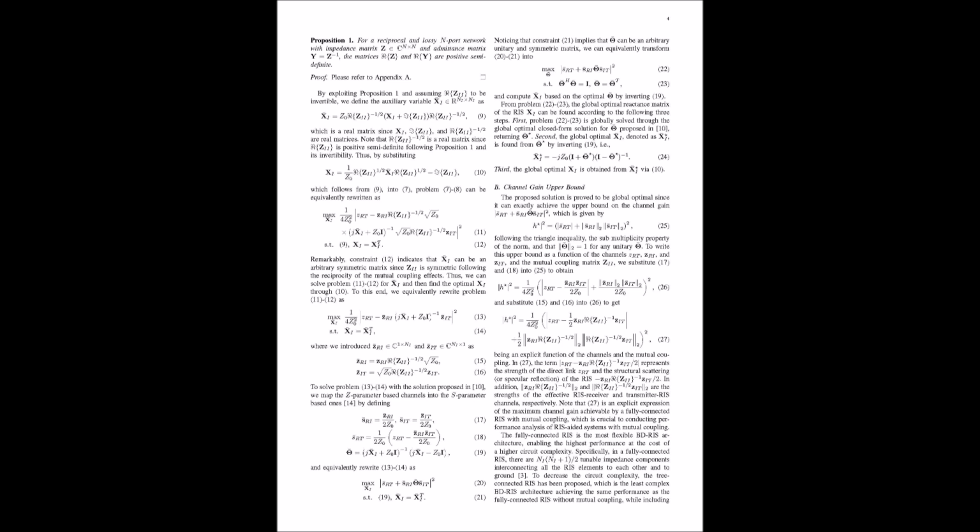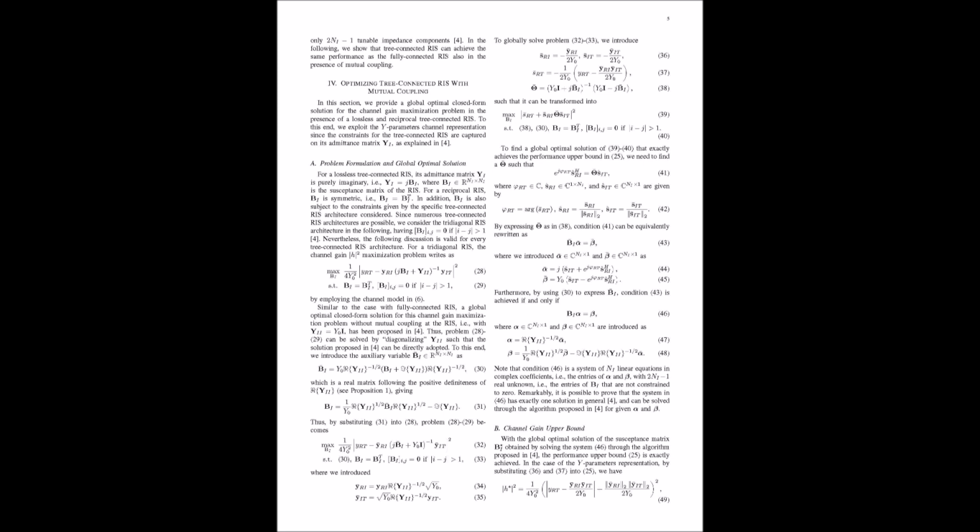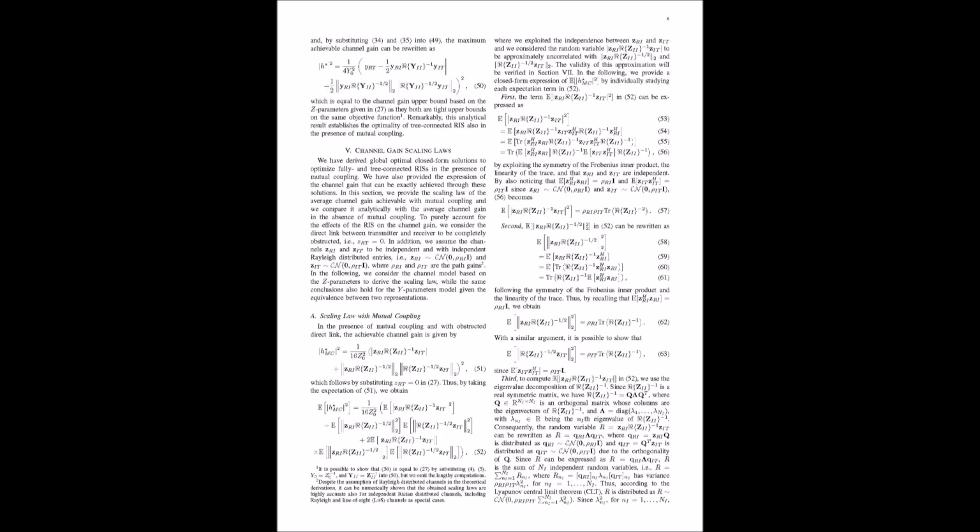Very cool. Okay, we've seen how they optimize both fully connected and tree-connected RIS. Right. Taking mutual coupling into account. What's next? Now we're going to dive into how the channel gain actually scales with the number of RIS elements. Okay. And this is where we really start to see the impact of mutual coupling. I'm ready. Let's go. All right.